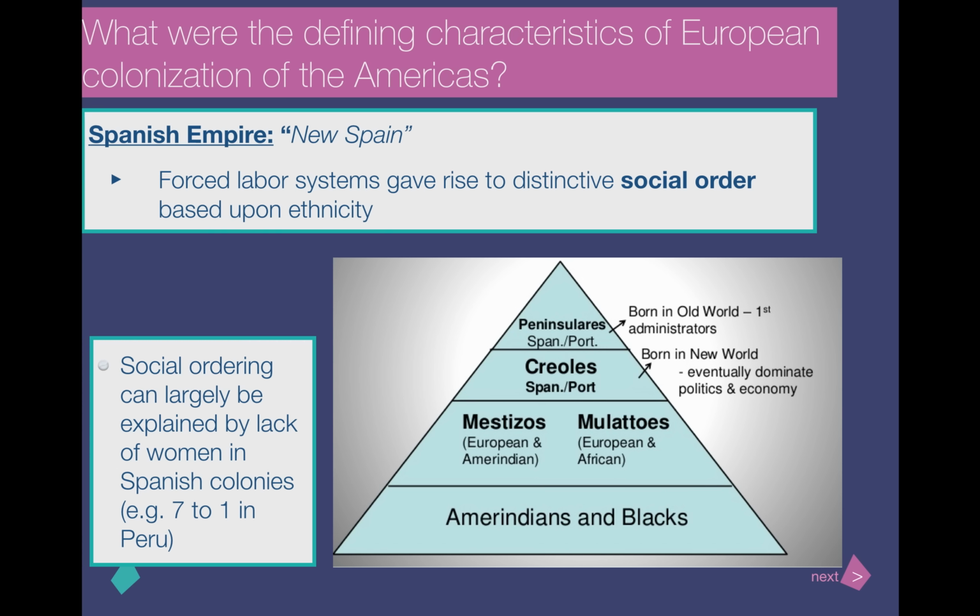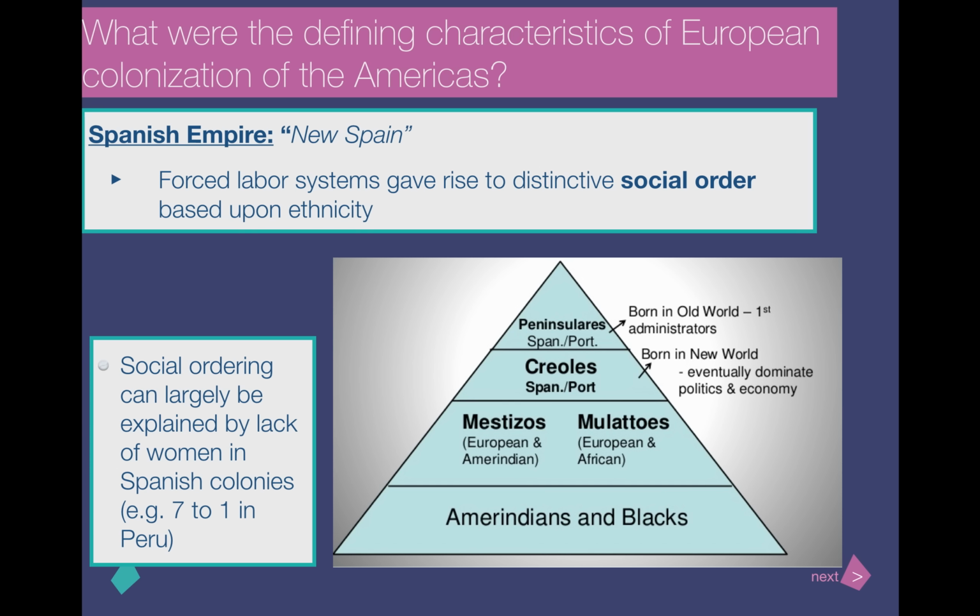Secondly, below them would be Creoles, and these are the children of peninsulars. So they are the white settlers whose children were born in this quote-unquote new world, in the colonies. And they eventually begin, as it says here, to dominate in the politics and the economy. They take increasingly important roles. It's all based upon this idea of a bloodline.